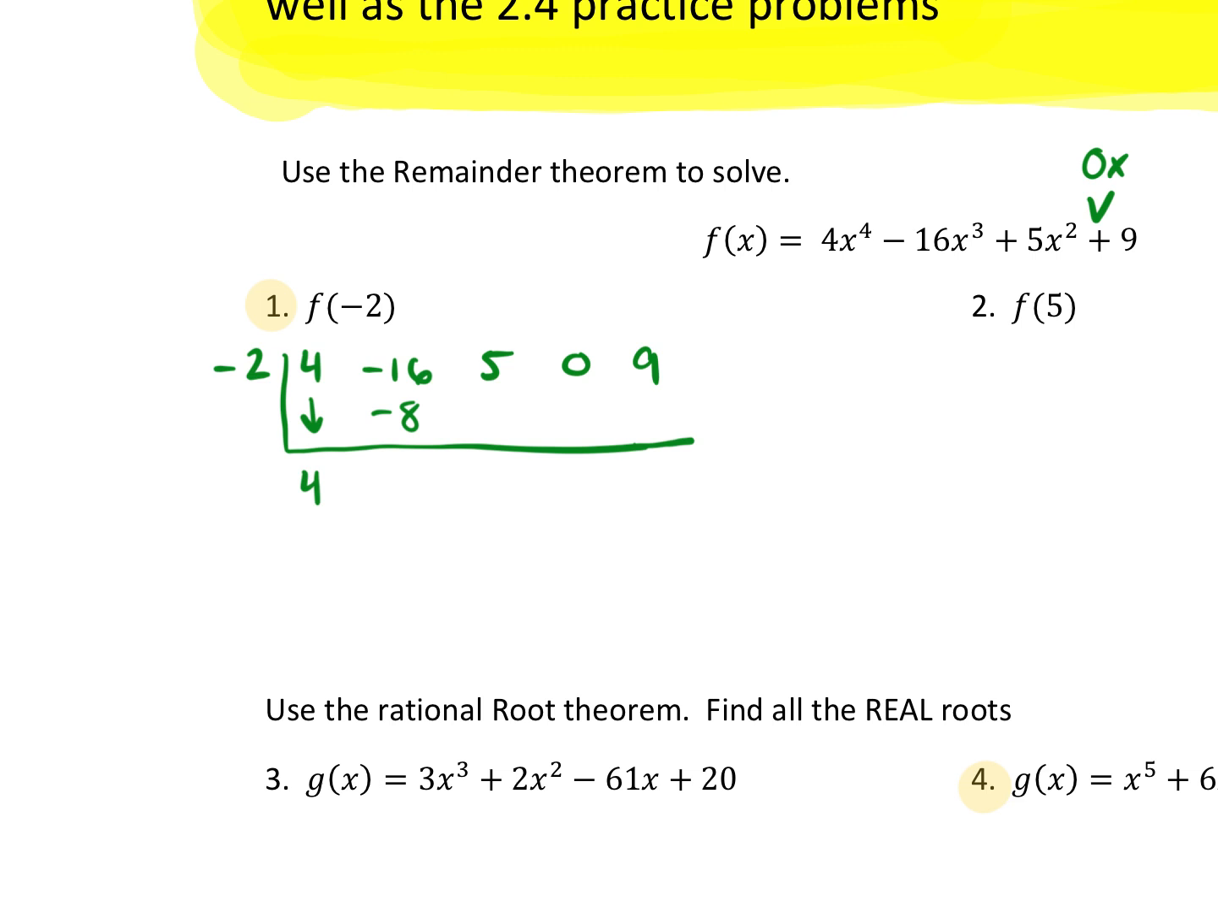-8 plus -16 would be -24, times -2 would be +48. Plus 5 would be +53, times -2 would be -106, plus 0 would be -106, times -2 would be 212, and then plus 9 would be 221. So what would our answer here be?